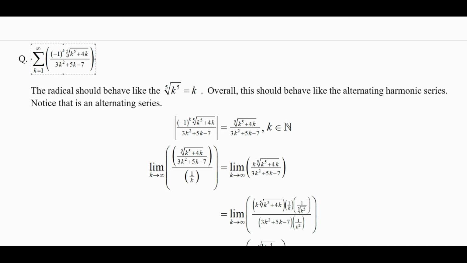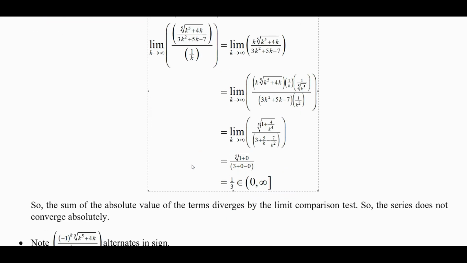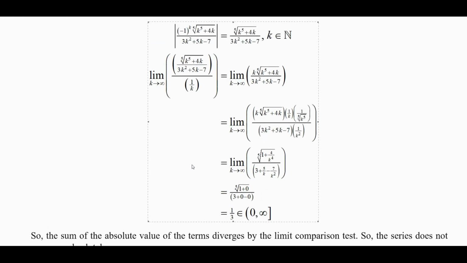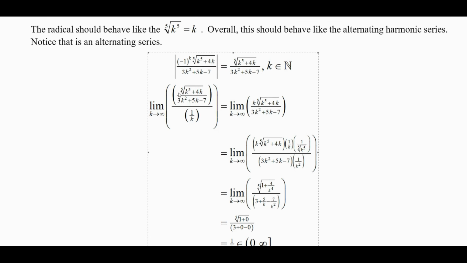If we ignore everything but the biggest power term, we get the fifth root of k to the fifth, which is just k. And if you ignore everything but the first term in the bottom, you get k over k squared. So that's 1 over k. So it should behave somewhat like the alternating harmonic series. So we suspect it'll converge, but do it conditionally. So if we look at the absolute value of it here and do a limit comparison test to 1 over k, we're going to find that it diverges. Okay, and so it doesn't converge absolutely.